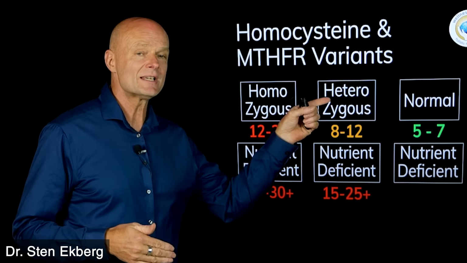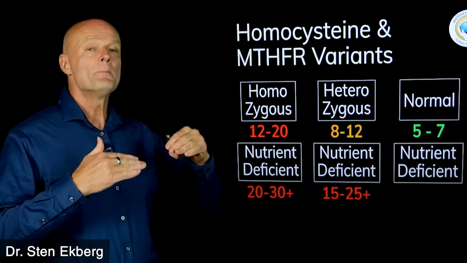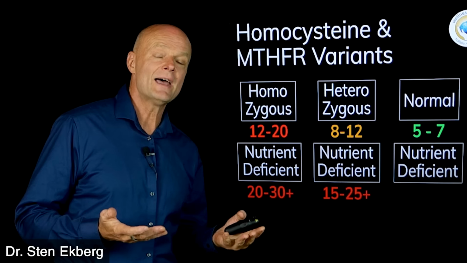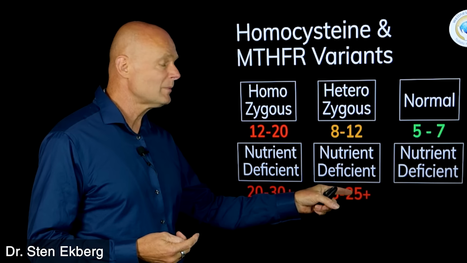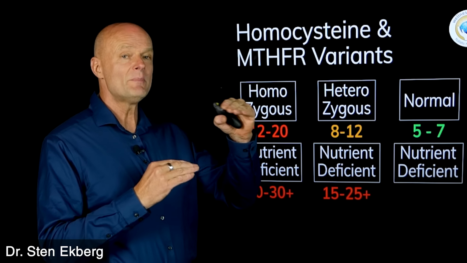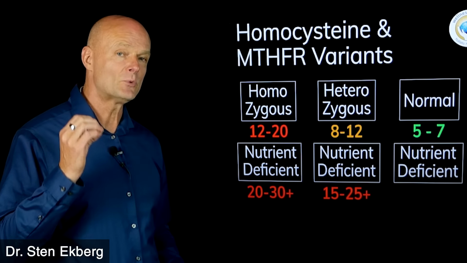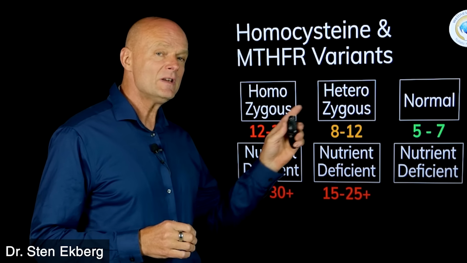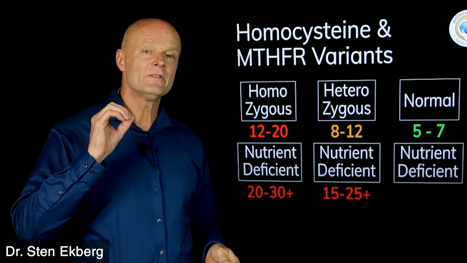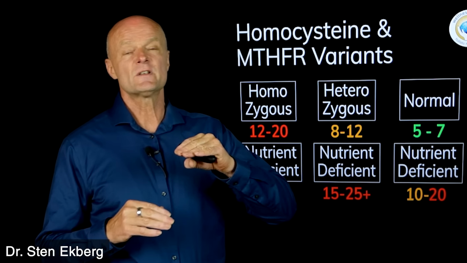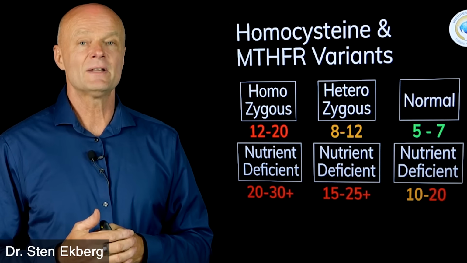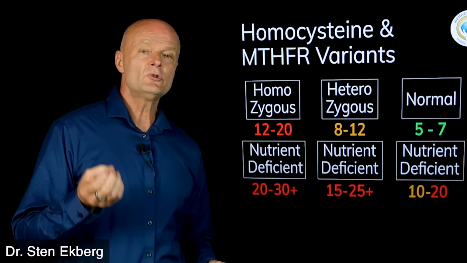Now, if you're heterozygous, you have some compromise, but now you also don't have the raw materials for your body to work with, so you're probably going to be a good bit above that range where you get flagged. And even if you're normal, if you have nutritional deficiencies, you're probably going to find yourself with a homocysteine level that's too high. So that's with the nutrient deficiency.